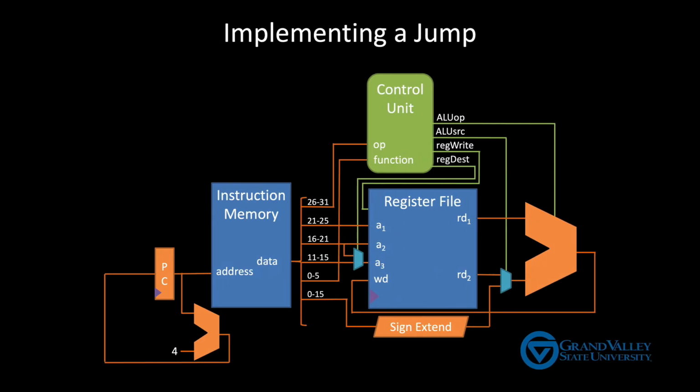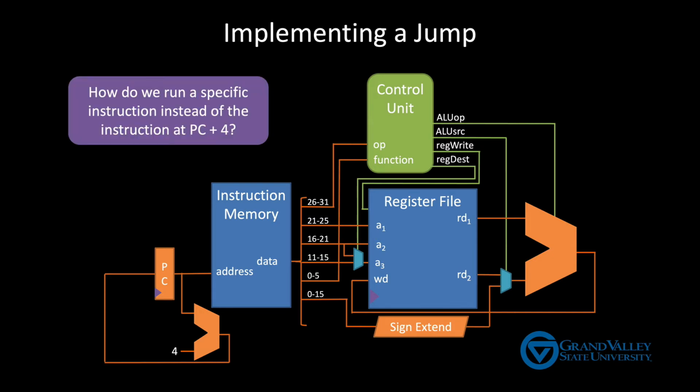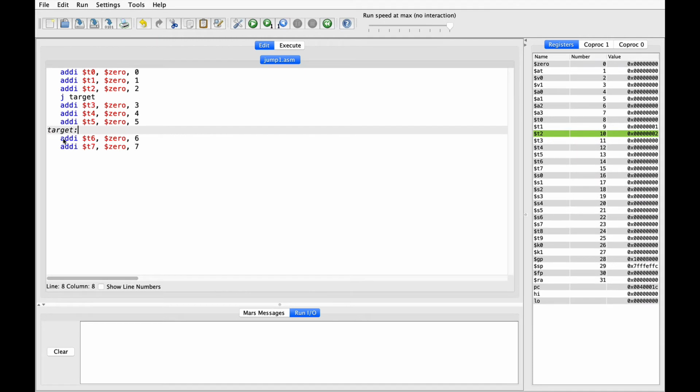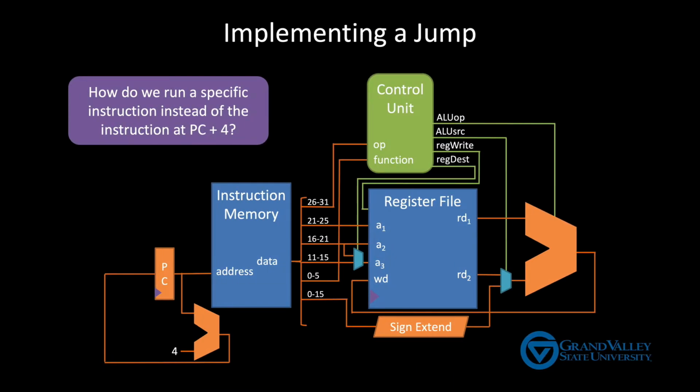So, at a high level, how does the jump instruction work? What happens inside the CPU to make the desired target instruction run instead of the instruction immediately following the jump? In our specific case here, how do we make the T6 instruction run instead of the T3 instruction? So pause the video and think about that for a minute.